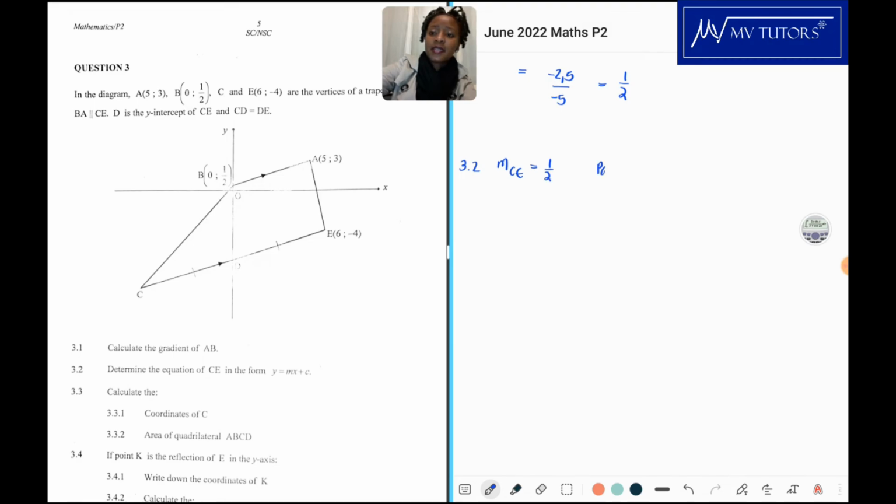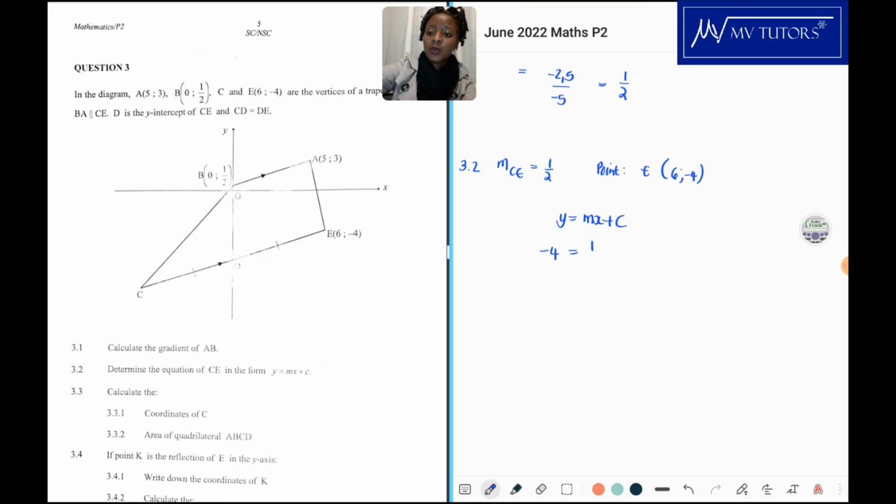And the point that we are going to use, well, we have E only, so we can only use E as a point. Then we take our equation y is equal to mx plus c, and we substitute what we know. Alright, so the y value of point E is negative 4.